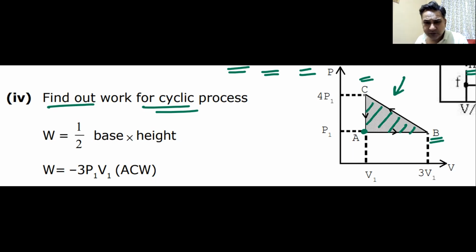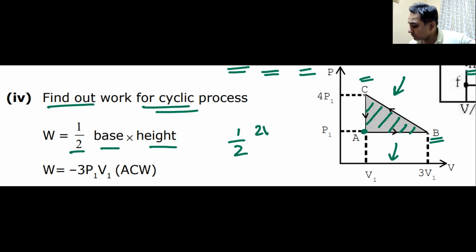You basically have to find the area of this triangle, which is half base into height. So half, base is this one, base is 2V1, and the height is this one, which is 3P1. Do we understand this? From there, you can find the work done in this process.